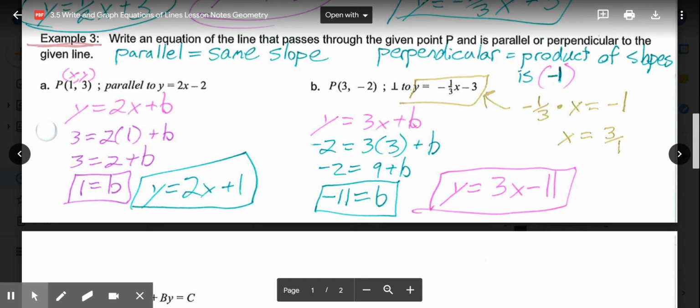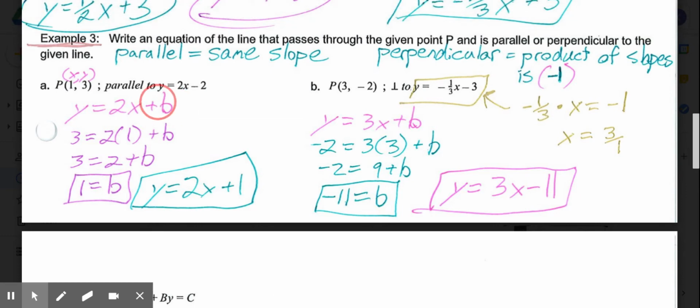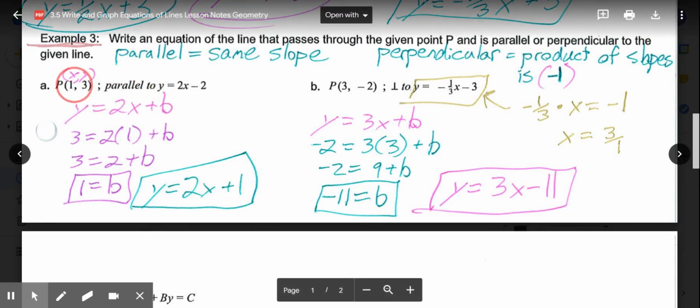So y equals 2x plus b. We're just setting it up without the y-intercept. Then plug in the x and y that we know. So 3 equals 2 times 1 plus b. 3 equals 2 plus b. Subtract 2 and b equals 1. So then I know my parallel line has a slope of 2 and a y-intercept of 1 that goes through this point. So y would equal 2x plus 1.